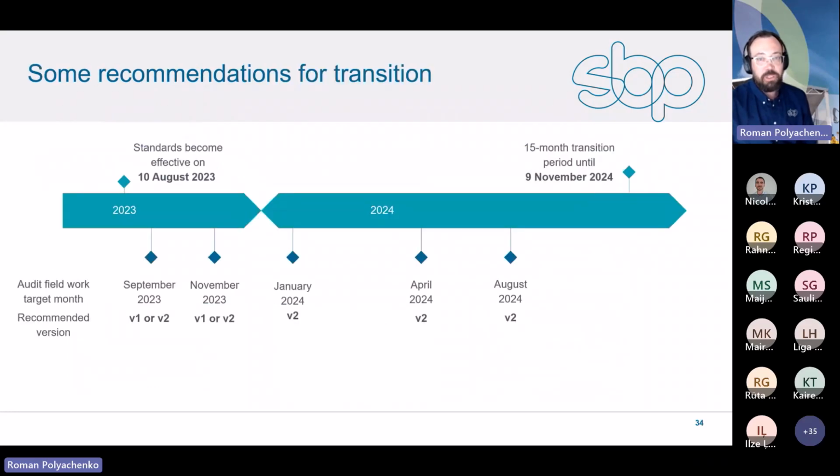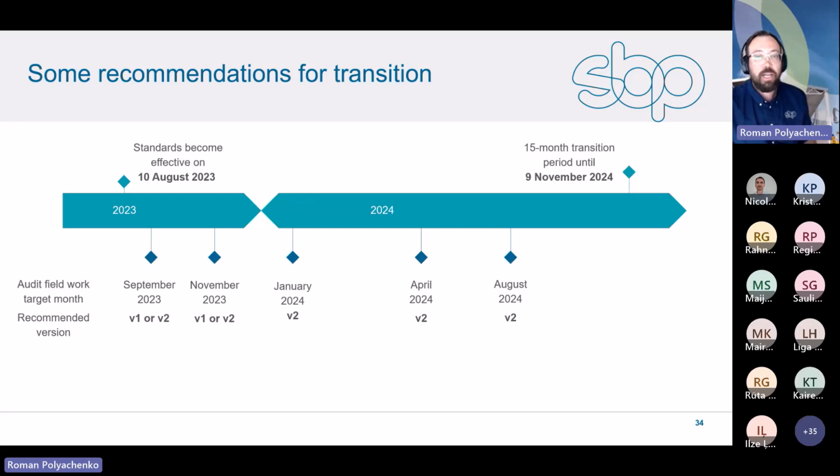And some recommendations for the transition. Certificate holder has its annual audit. So let me just give you some examples. Imagine a certificate holder has an annual audit in September this year. It may choose to start using version 2 of the standards already this year or do it next year. Next year, if they have an audit in September against standards version 2, they should have enough time till November to finalize the reports and close them.